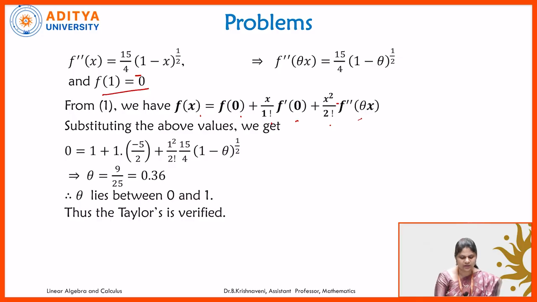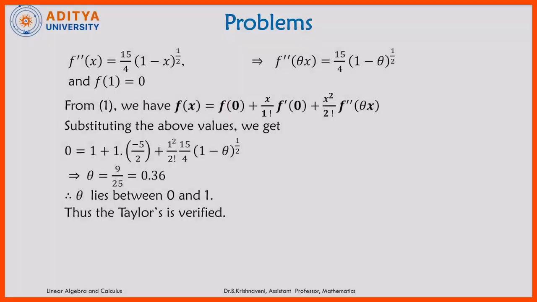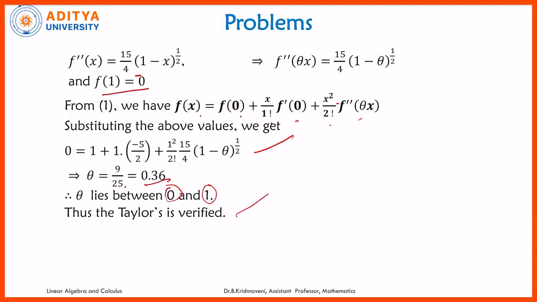Substituting the above values, you get f of 1, that is 0, is equal to 1 plus 1 into minus 5 by 2 plus 1 square by 2 factorial into 15 by 4 into (1 minus theta) whole power 1 by 2. Simplify this to find the theta value, and you get theta is equal to 0.36, which is exactly in between 0 and 1. Hence the Taylor's theorem is verified. The question is to verify Taylor's theorem. So we checked the conditions with Lagrange's form of remainder up to 2 terms, and finally we calculated the theta value, which lies in the open interval. Hence we say that it is verified.